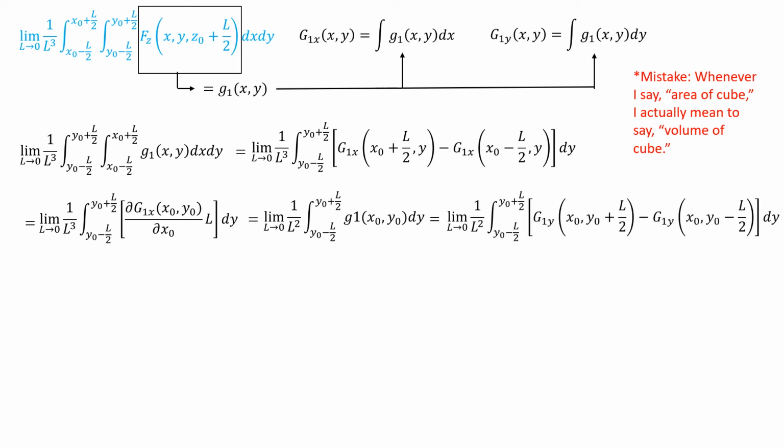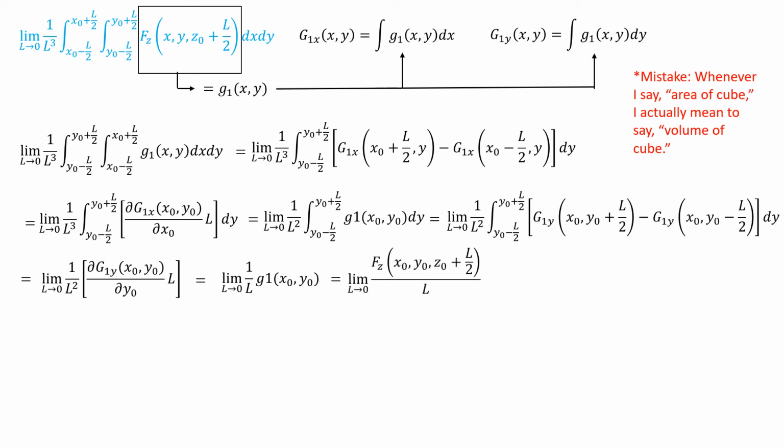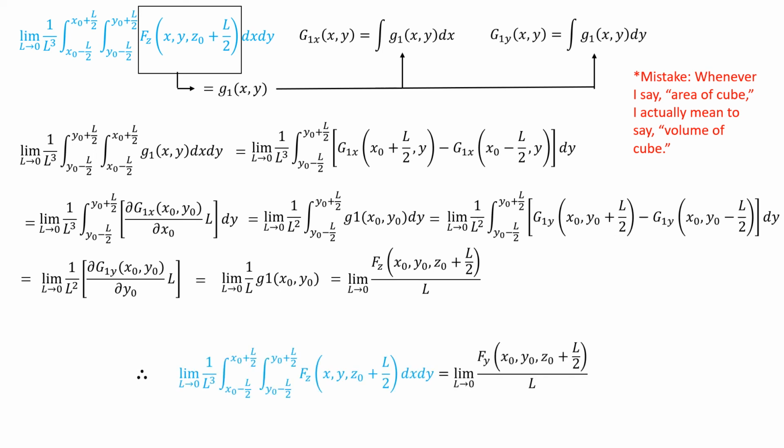And so we can do the same exact thing with the integral over y. And we get the limit as L approaches 0 of 1 over L of g1 of x naught, y naught. And we can sub back in fz to get the limit as L approaches 0 of fz of x naught, comma y naught, comma z naught plus L over 2, all divided by L. And this will be equal to our blue term.